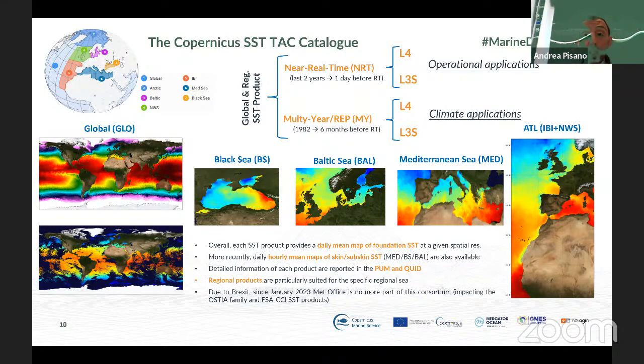The main difference between a global and regional product is that the regional ones are particularly suited for a specific regional sea. So if you are interested, for example, in the Mediterranean Sea, because you are interested in the north coast of Africa, my suggestion is to use the Mediterranean Sea product. Otherwise, the global one. An important thing is that due to Brexit, some of the global SST products are frozen, since the data producer, the UK Met Office, is no more part of this consortium.